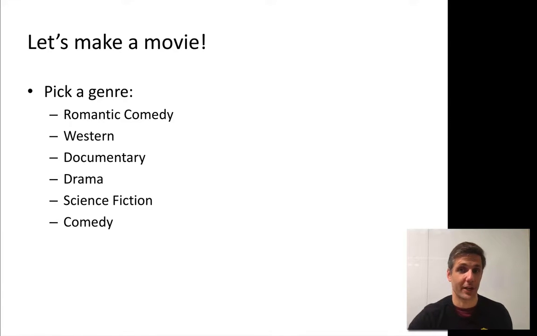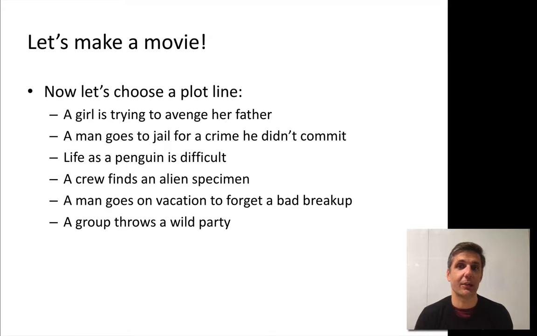Next, in order to figure out what we're going to do with our movie, I'm going to give you a set of plot lines. And so here are 6 different plot lines you can choose from. A girl trying to avenge her dead father, a man going to jail for a crime he didn't commit, life as a penguin being difficult, a crew finding an alien specimen, a man going on vacation to forget a bad breakup, and a group throwing a wild party. So decide what the plot line for the movie is, based on the decision to some extent that you made in the first round around genre.